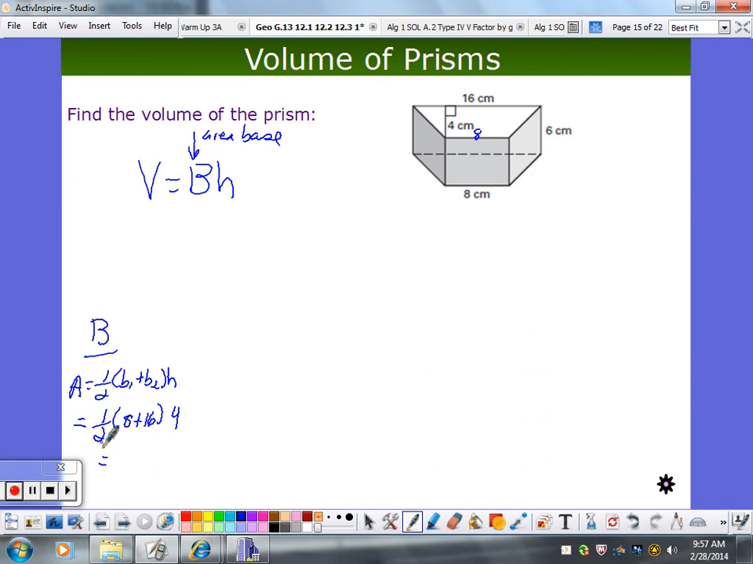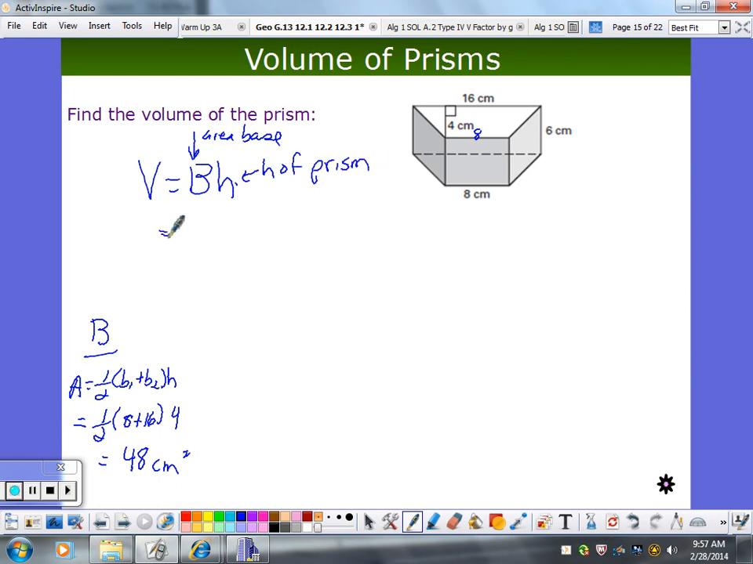That's 24, 12, 48. Is that right? Went a little fast there, is that correct? Okay. So I know that. And then height is the distance between the bases. Well, now I've got a height of this thing. This h refers to the height of the prism, and they gave it to me.